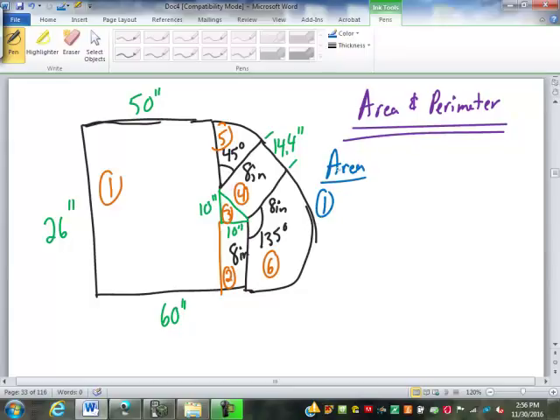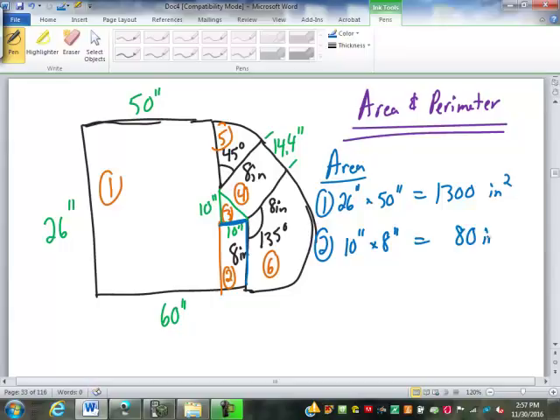I'll let you off the hook. We'll walk through this one here. For area, for piece 1, that's just a rectangle that's 26 by 50. So that is going to be 1,300 square inches. Piece 2, that's just a rectangle that is, as I mentioned, not drawn to scale, 10 by 8, or 80 square inches.